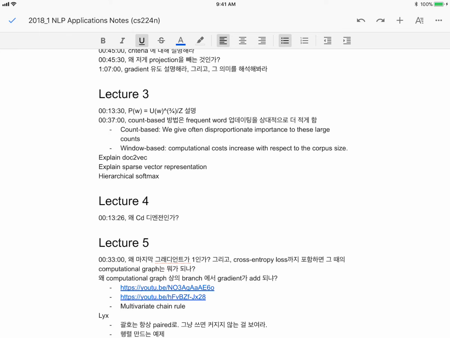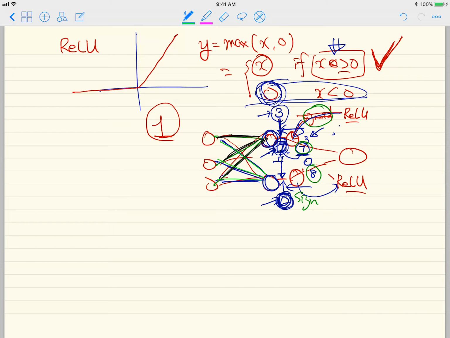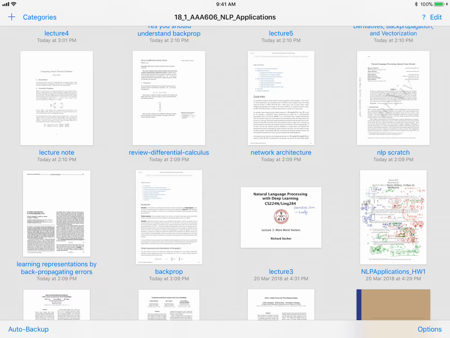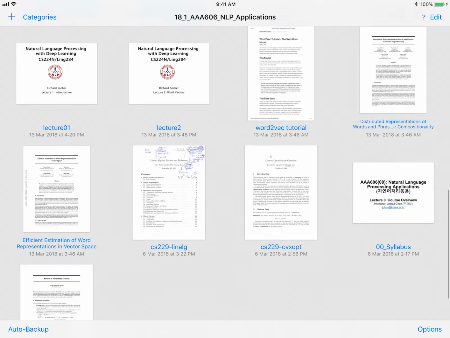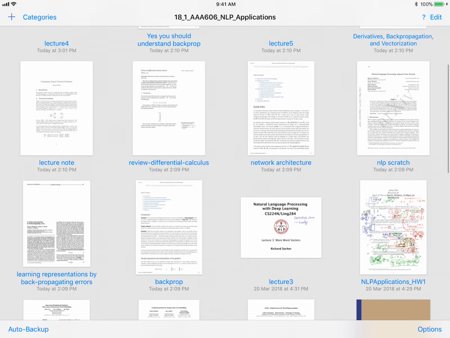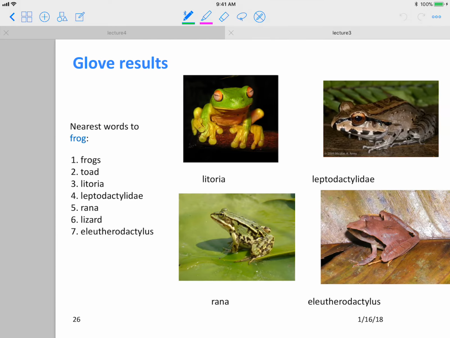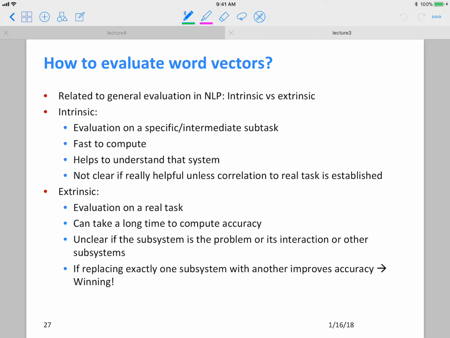Any other questions? Okay, and then I'd like to discuss a little bit more about the word embedding. So, do you all know how negative sampling works? Right? Negative sampling works, right?